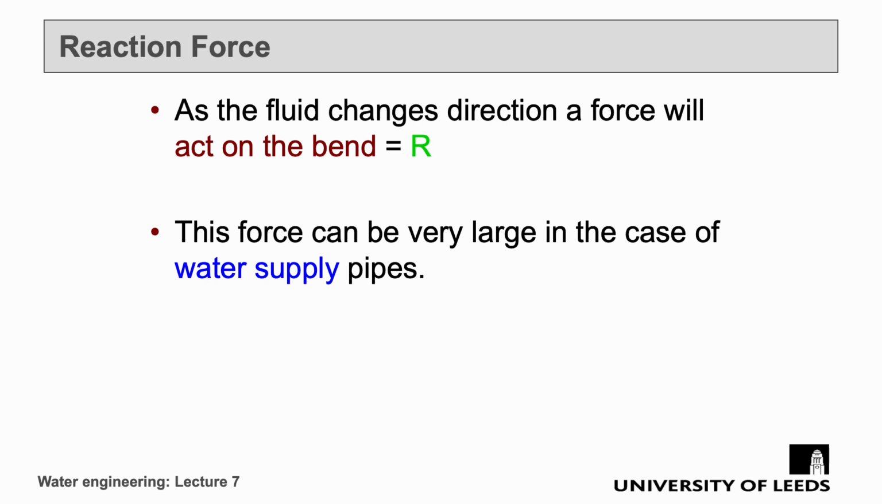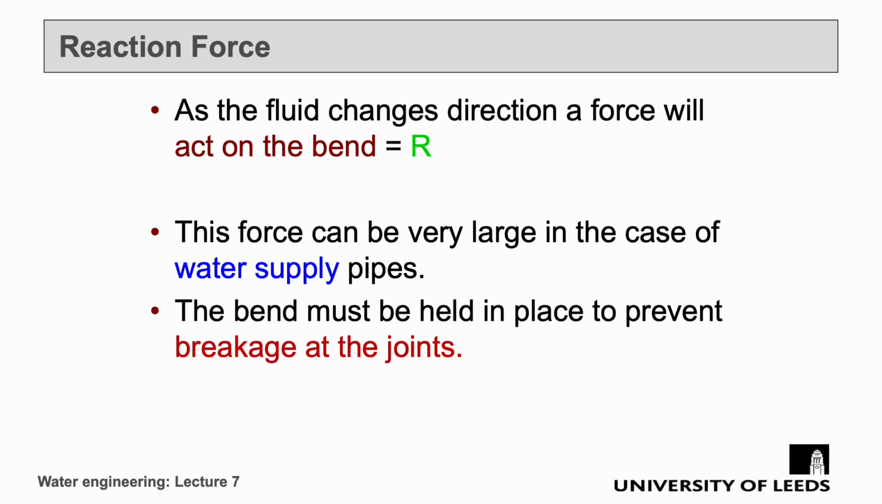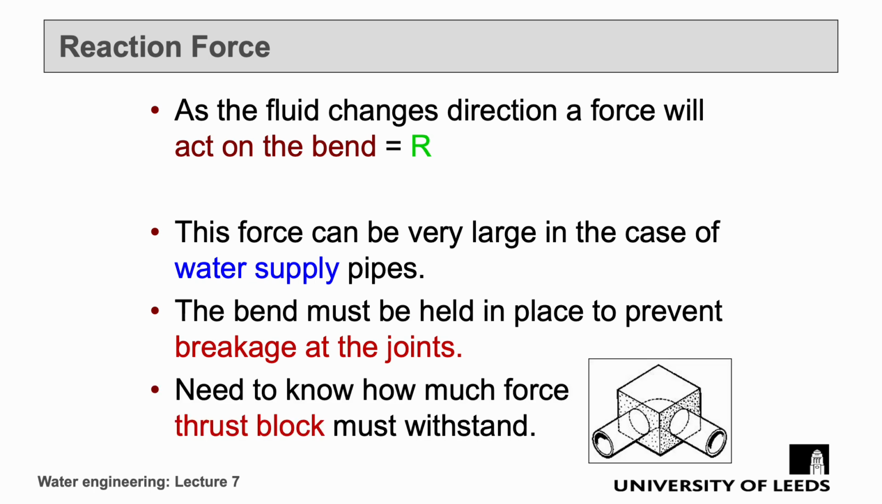Because the fluid is acting on a bend, a force acts on the bend, and we need to take this into account. This can be serious for water supply pipes. It can cause breakages of joints, particularly at very sharp bends. So here's a picture of a sharp bend, and it's encased in a concrete block. This is known as a thrust block, to take the thrust or the force due to the change in direction of the fluid, the rate of change of momentum going around that bend.